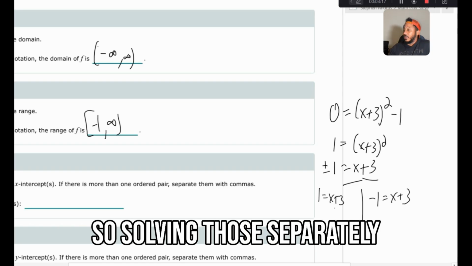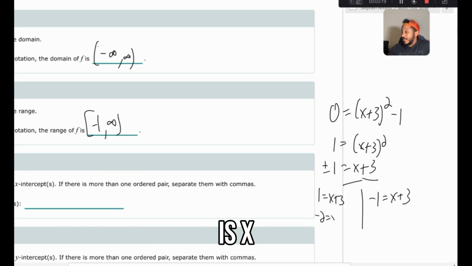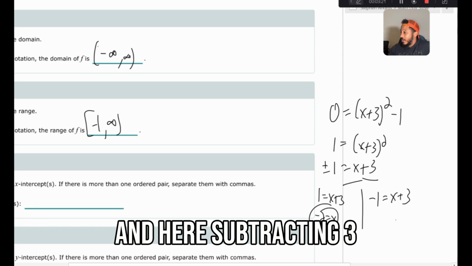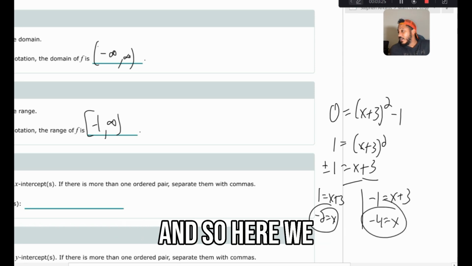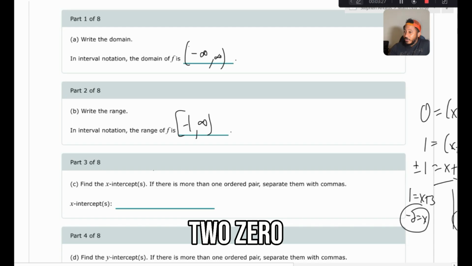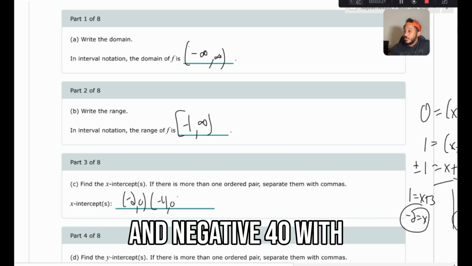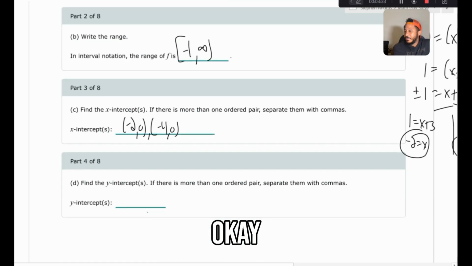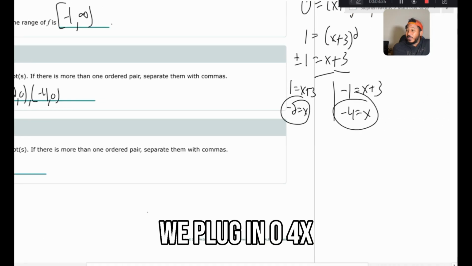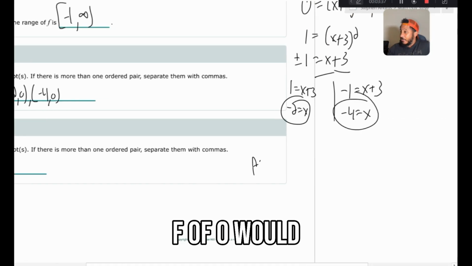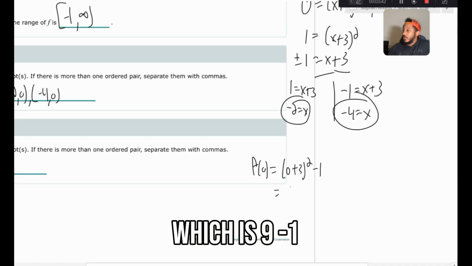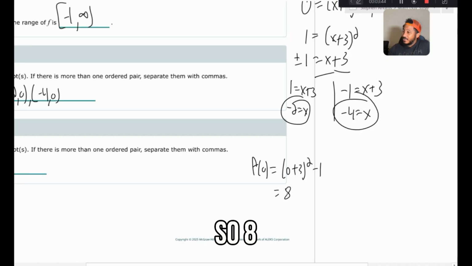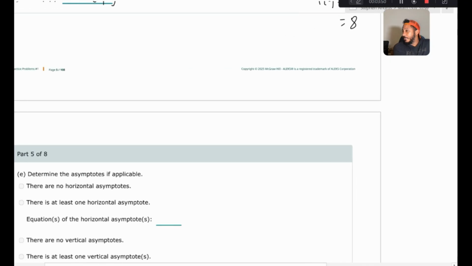So solving those separately, subtract 3, we get negative 2 is x. So there's one of our x-intercepts. And here, subtracting 3, we get negative 4 equals x. There's our other x-intercept. And so here we put those as negative 2, 0, and negative 4, 0, with a comma in between, okay? To find the y-intercept, we plug in 0 for x, right? So f of 0 would be 0 plus 3 squared minus 1, which is 9 minus 1, so 8. So our y-intercept would be 0, 8.